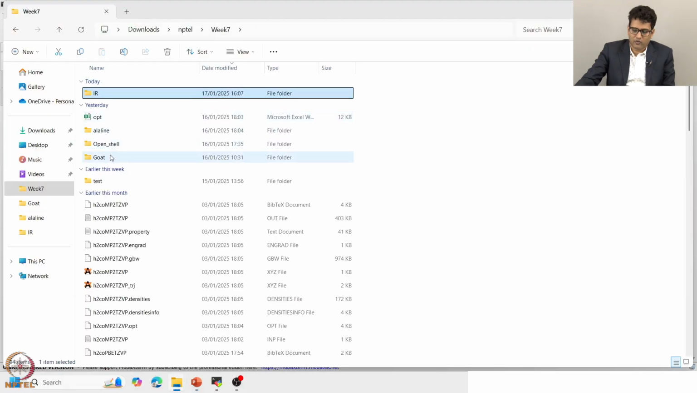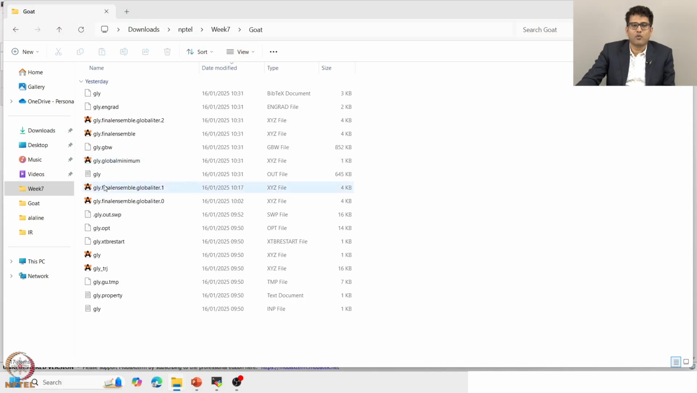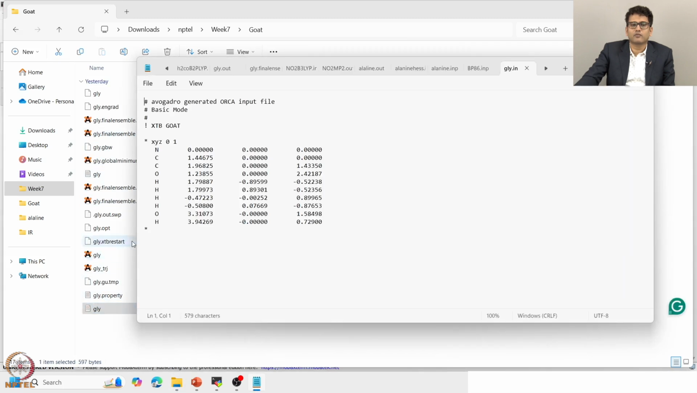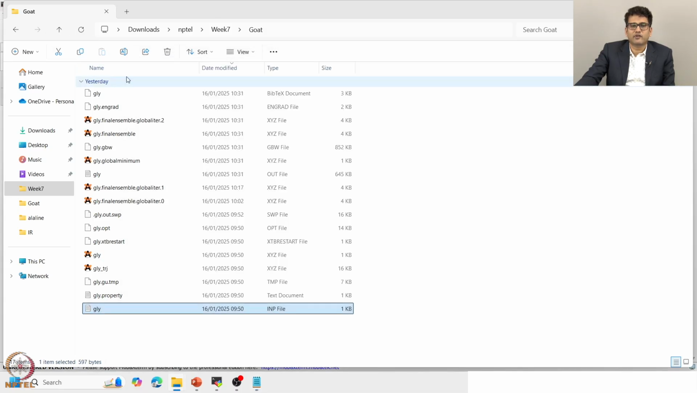So, let me go to the folder GOAT, and this is my input file. What it has is the glycine geometry. You can make the glycine geometry from Avogadro, and then you just need to give XTB and GOAT, and if you run it, it will give you a detailed output file.